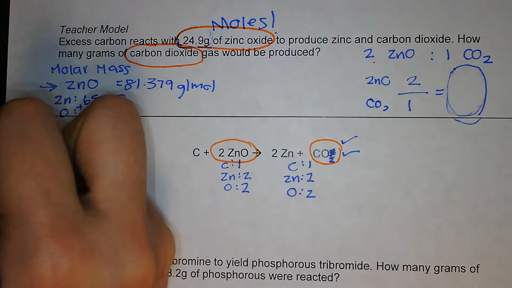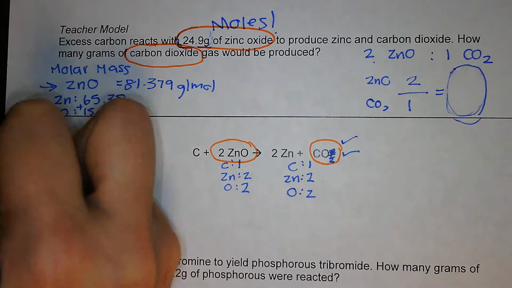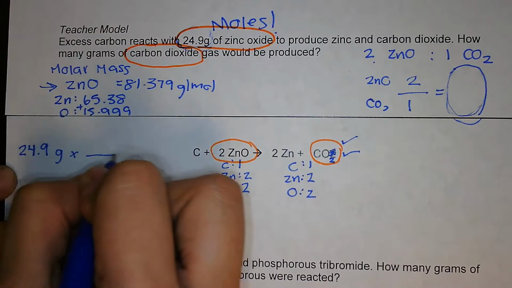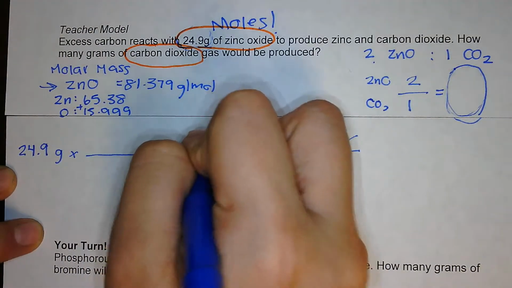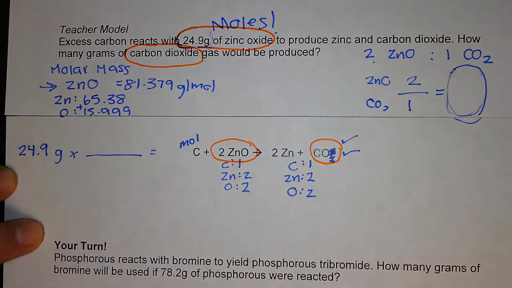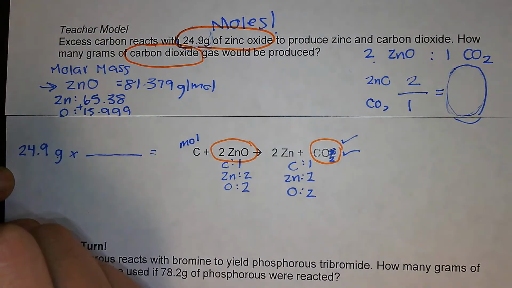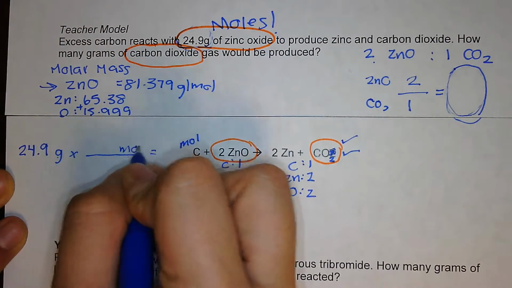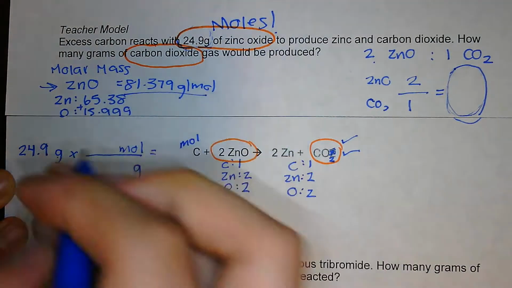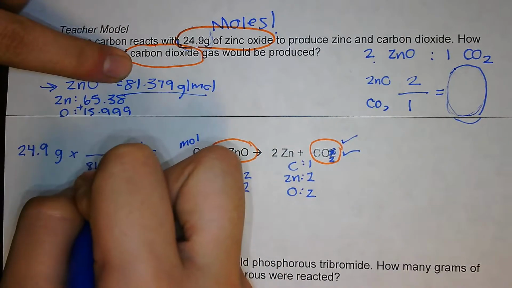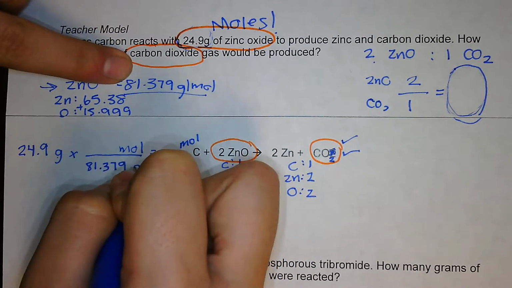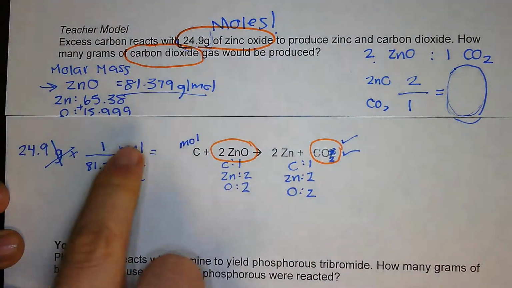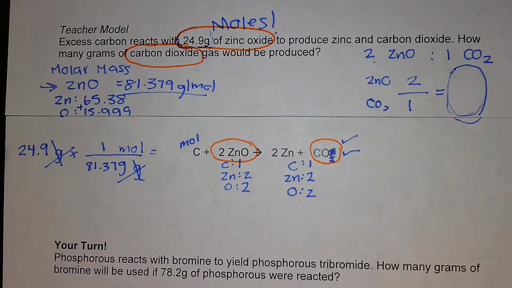So now I can find the number of moles to plug into my little mole ratio equation. Here we go. I start with 24.9 grams of zinc oxide. I want to end with moles so I can plug it into my equation. That means I have to cancel out grams. To do that, I have to put grams at the bottom. Moles are going to be on top. And now I can plug in my molar mass. For every 81.379 grams, there is 1 mole. Now my grams are going to cancel out. I'm only going to be left with moles, which is what I want. And now I can just do the math.